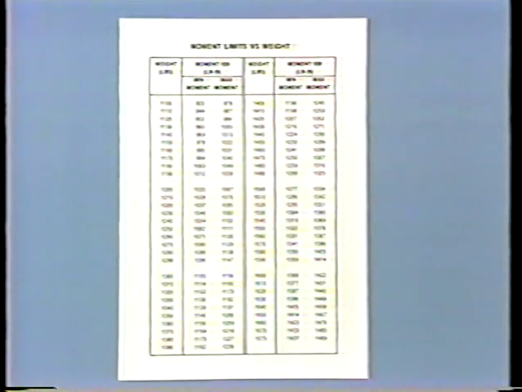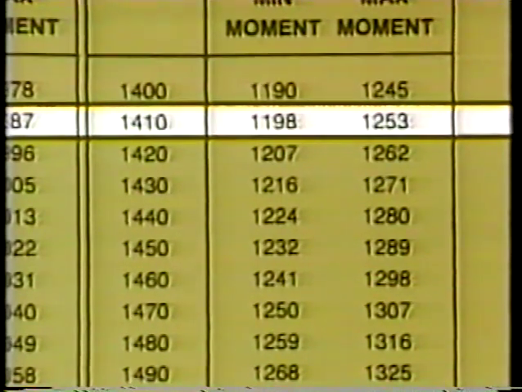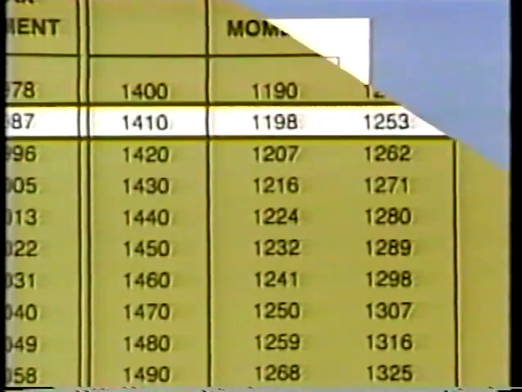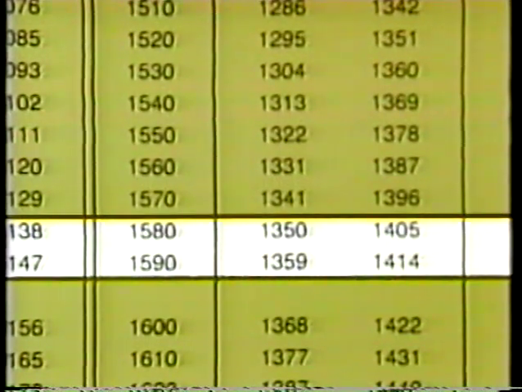To determine if the airplane is loaded within the center of gravity limits, let's refer to the moment limits versus weight table. Locate the zero fuel condition weight, 1,410 pounds. The moment index of 1,248 must be within the minimum moment index of 1,198 and the maximum moment index of 1,253. For the ramp condition of 1,584 pounds, we must interpolate about halfway between the values of 1,580 and 1,590, or a minimum moment of 1,354 and a maximum moment of 1,409. 1,390 falls between these limits.